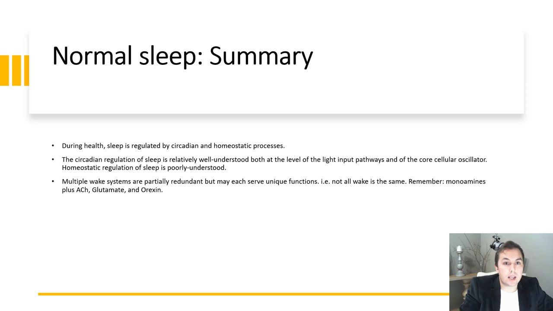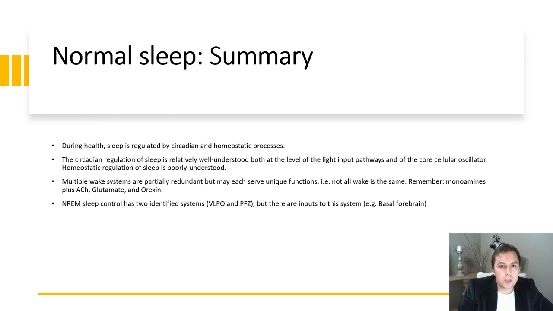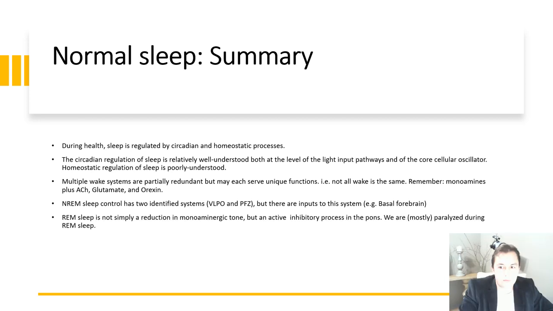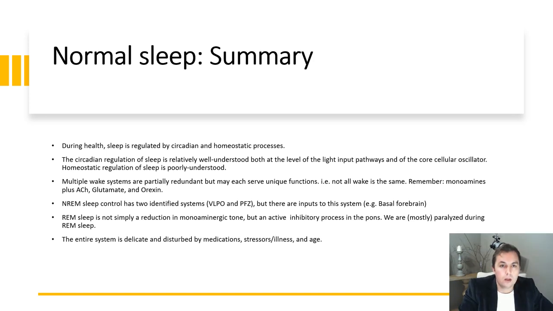Remember, the monoamines plus acetylcholine, glutamate and orexin are wake promoting. The non-REM sleep control has two identified systems, the ventrolateral preoptic and the parafacial zones, but there are likely other inputs to the system, such as from the basal forebrain as well. I didn't talk much about the circuitry of REM sleep, but just remember that REM sleep is not simply a reduction in monoaminergic tone, but has an active inhibitory process in the pons, where we are mostly paralyzed during sleep. This entire system is delicate and can be disturbed by medication, stresses, illnesses, and age.